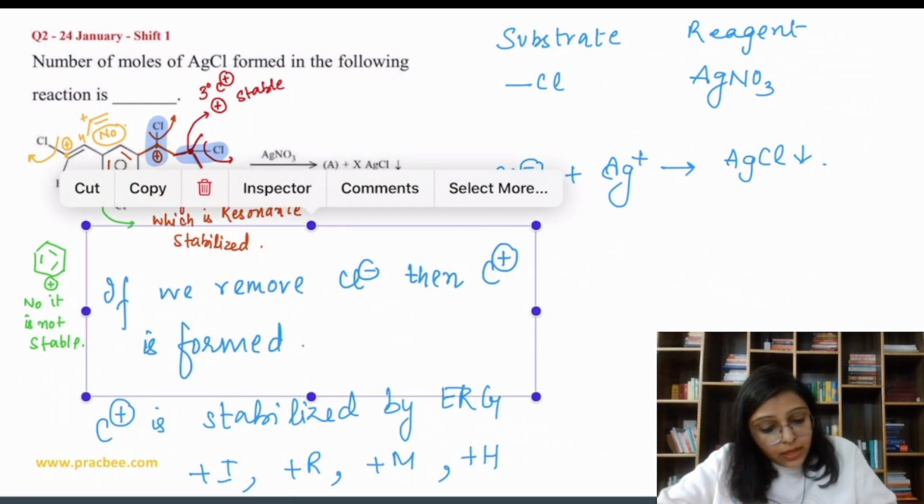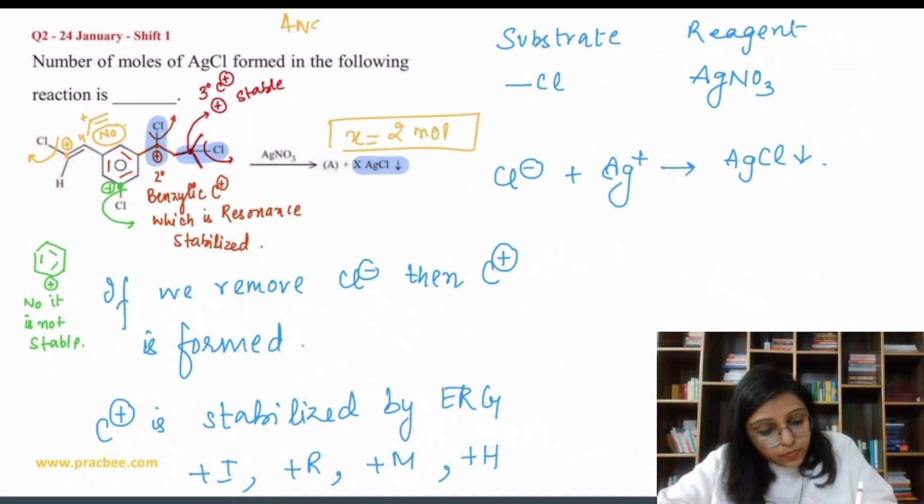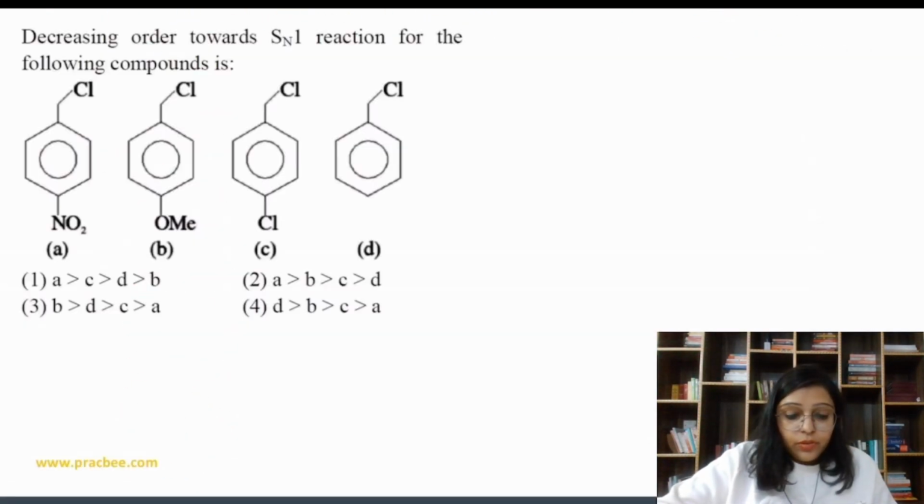So we get x moles of AgCl, and the value of x is equal to 2 moles. So the answer is going to be 2. Clear? Now moving on to the next question.